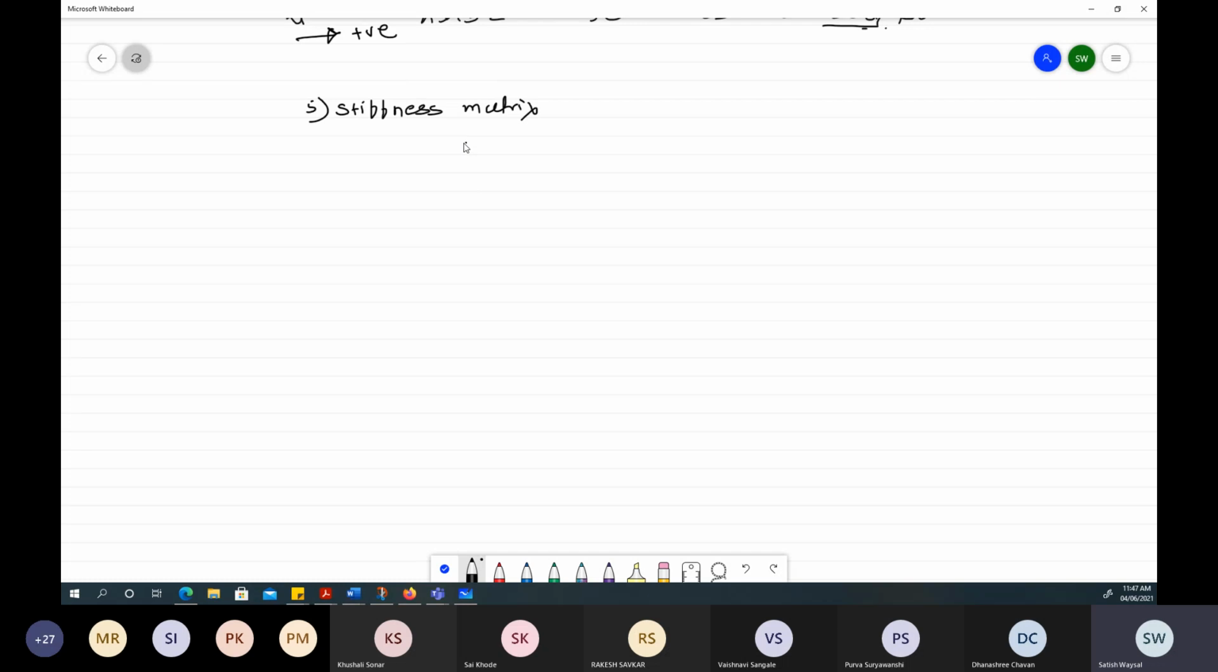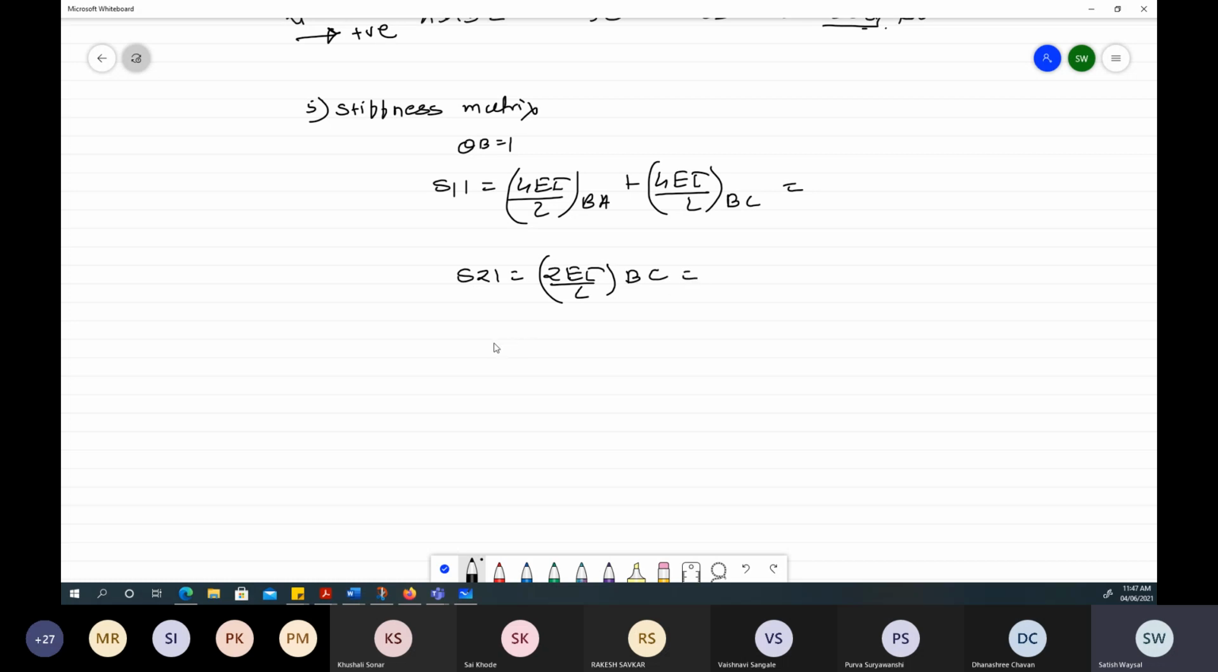We'll complete the cases one by one. When theta b is equal to 1, at that time S11 is equal to, please check this, 4EI by L for the first, that is b to a, plus 4EI by L for b to c. S21 is equal to 2EI by L, but that is for span b to c. And then S31 is equal to 6EI upon L square, but this is for the column height, that is AB. Now you can put the values here.